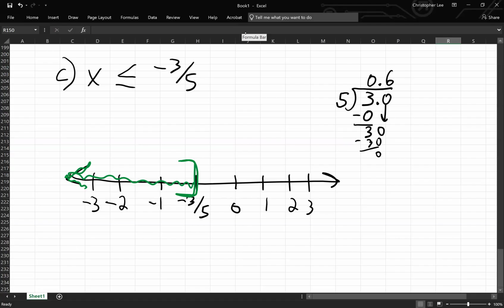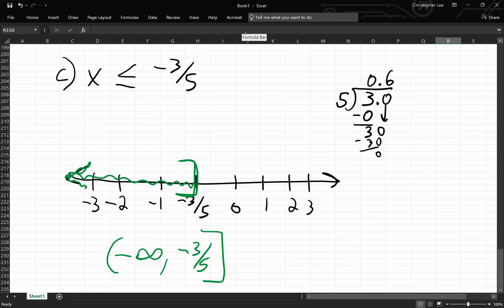Now let's talk about the interval notation. I'm going from -infinity all the way up to -3/5, square bracket because it's included. Did everybody get this part? This one was a little tricky. All right, we good? Good.